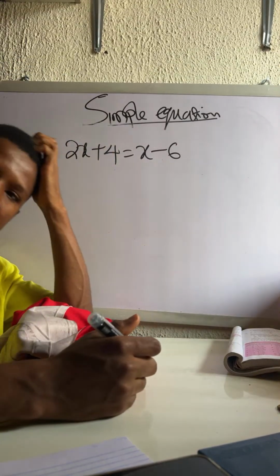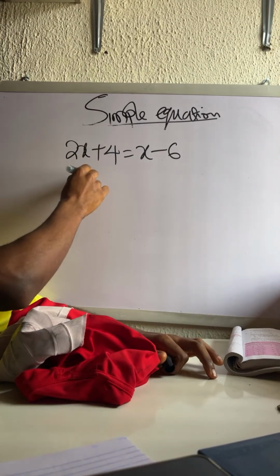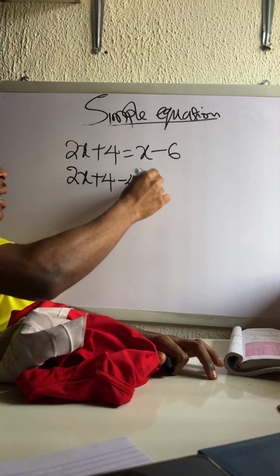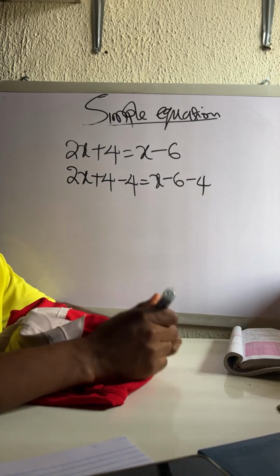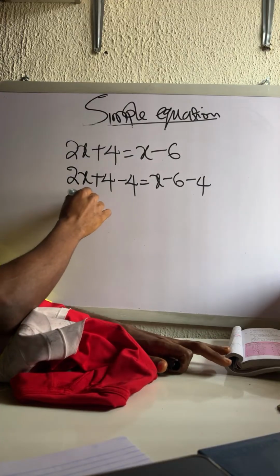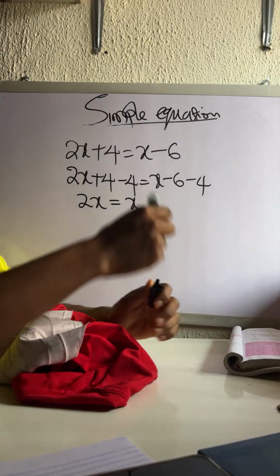It's very simple to get this done because you have 2x plus 4, take away 4, and it's equal to x minus 6, take away 4. Okay, so this is very, very simple. You have 2x is equal to x, because 4 minus 4 is 0.